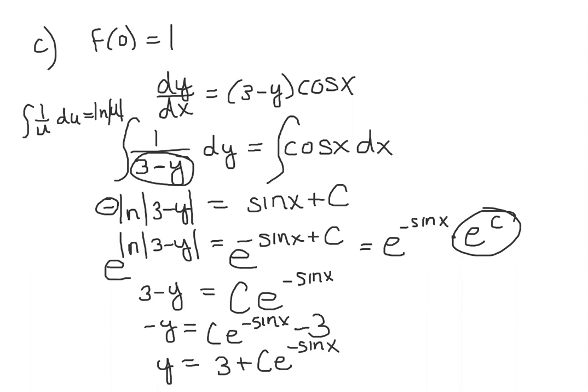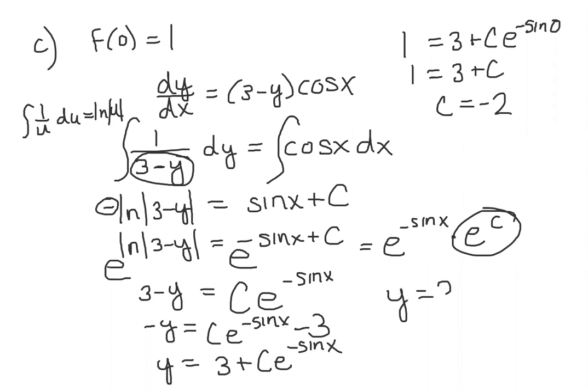So we got to find our y sometime. So let's put it in now and see if it would have been easier to put it in earlier. I'm going to put a 1 in for y and a 0 in for x. All right, what's sine of 0? 0, so e to the 0 is 1, so that just goes away. And I get c equals -2. And so my equation will be y equals 3 minus 2 e to the negative sine x. And that is your answer.